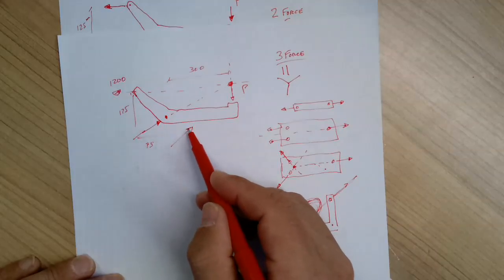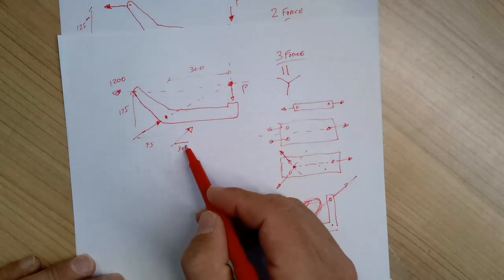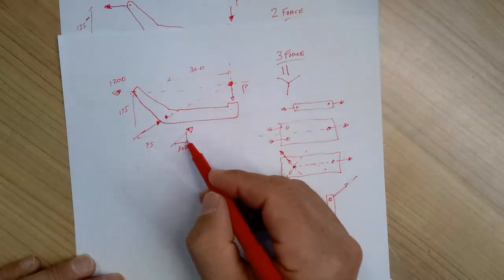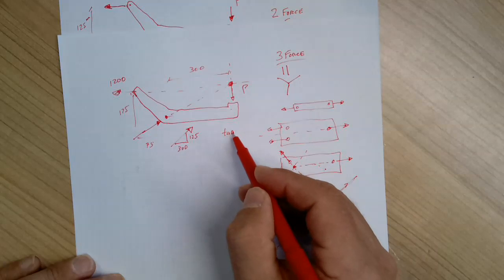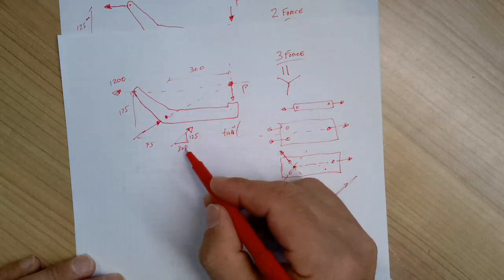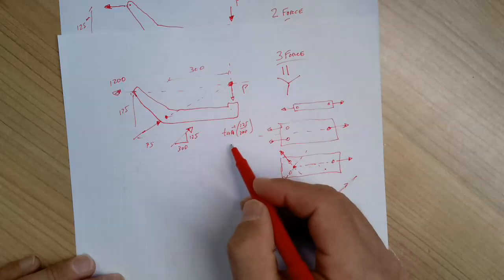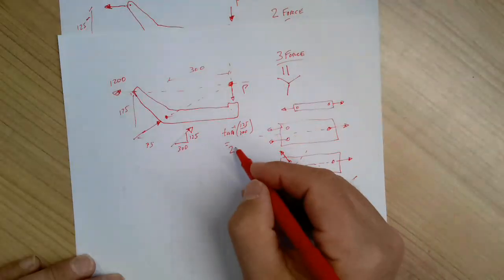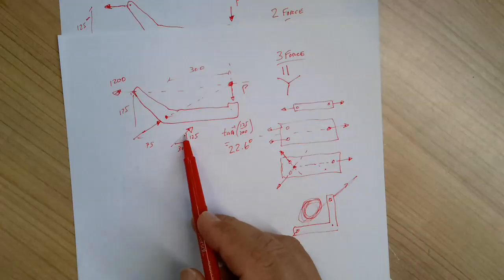I'm going to draw it again over here, right? That has a run of 300. Look, run of 300 and a rise of 125, inverse tangent of 125 over 300 tells me that force, 22.6 I think it was, tells me the direction of that force.